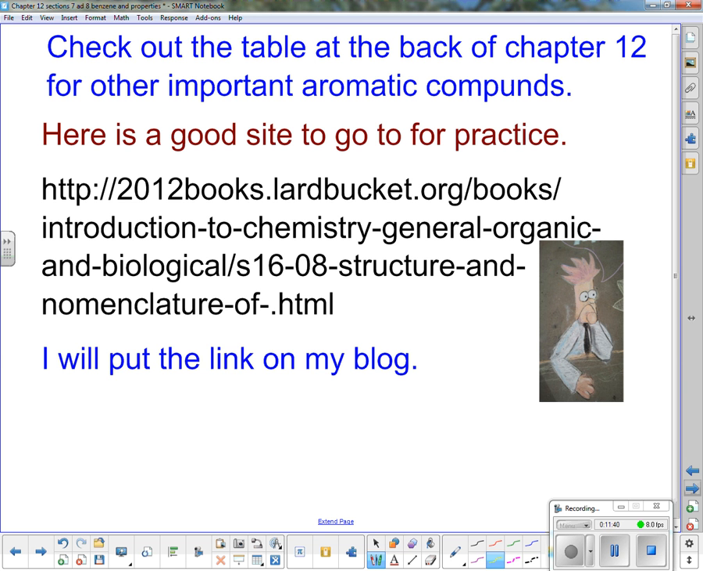I put on here a site that is a good site to go to for practice. I've also put a link to it on my blog so that you can go to it. It's nice because it asks you questions and you can take time to draw it, and then you scroll down a little bit and it gives you the answers. So with drawing organics, it's nice to be able to see if you're doing it right or not, and I think this is a good site to do that.